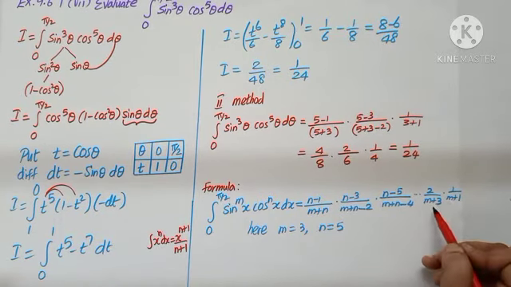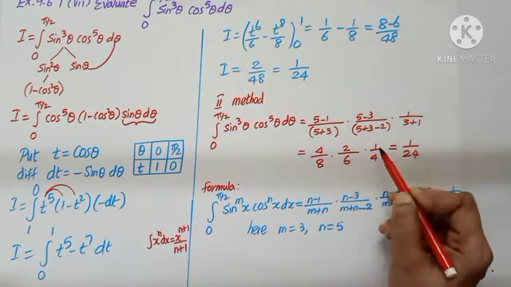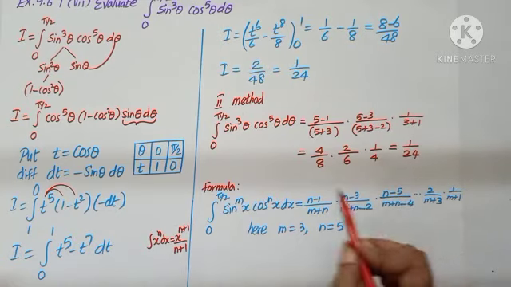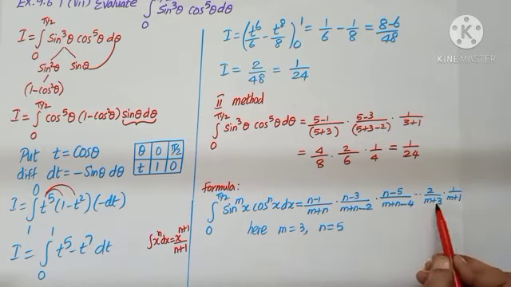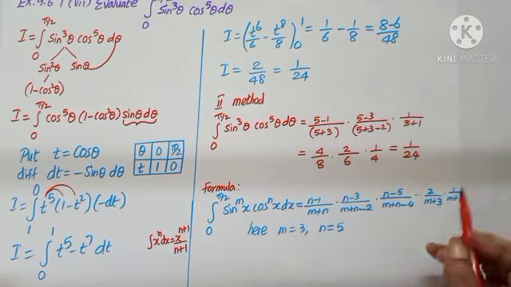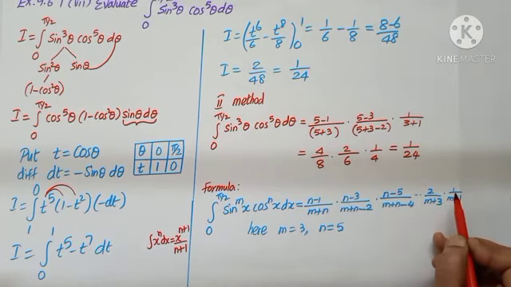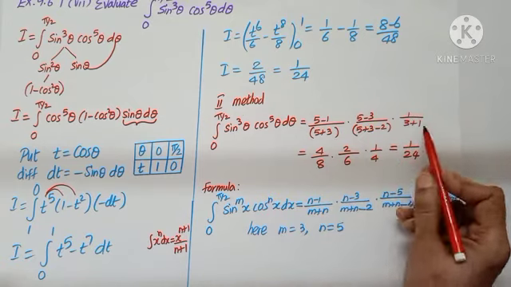2 by m plus 3, 1 by m plus 1. So here already I am getting 2 by m plus 3. What is m actually? M is 3. 3 plus 3 is 6. Here I have attained that answer. So immediately the next number is 1 by m plus 1. 1 by m is 3 plus 1.